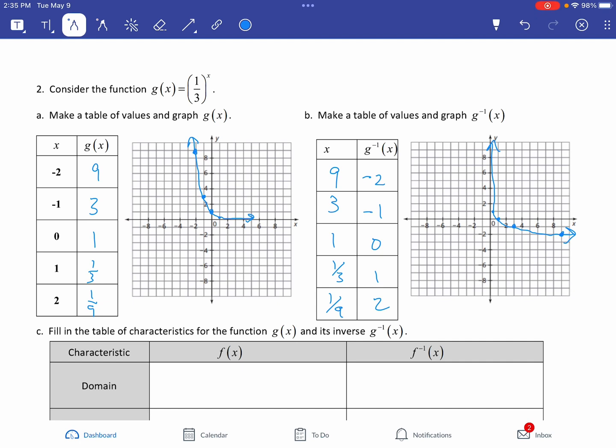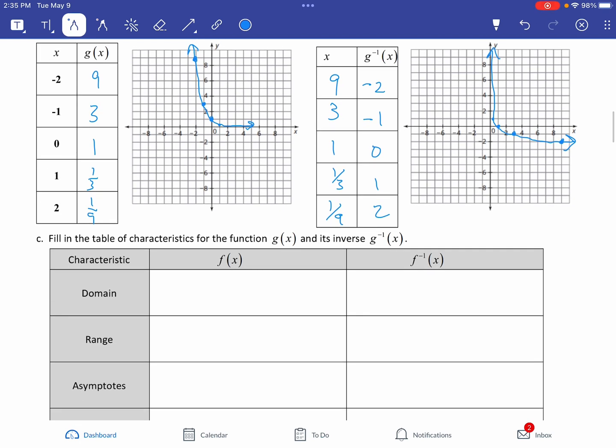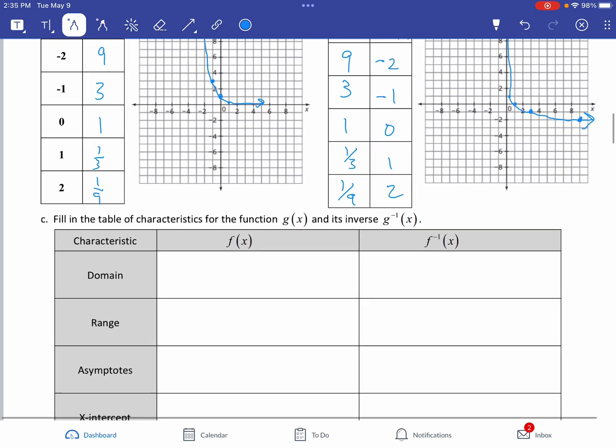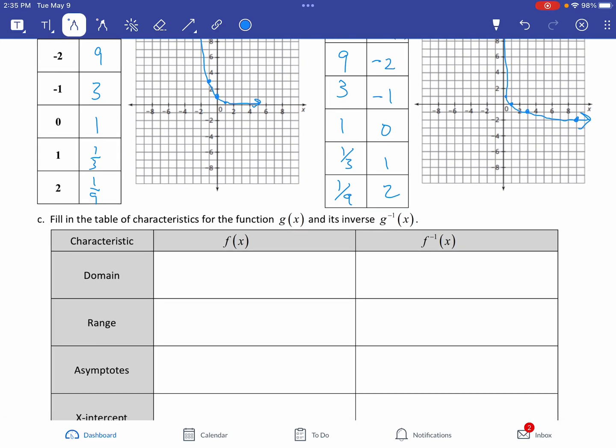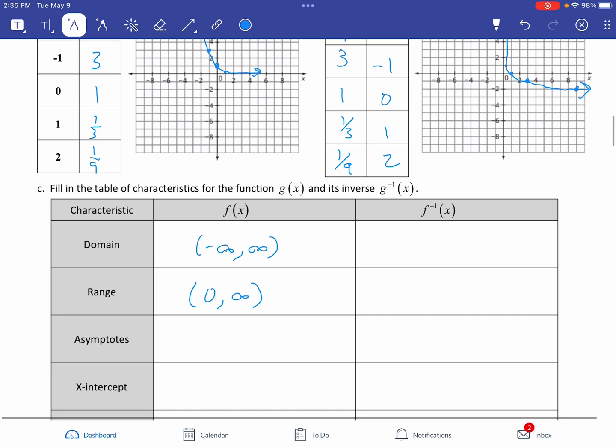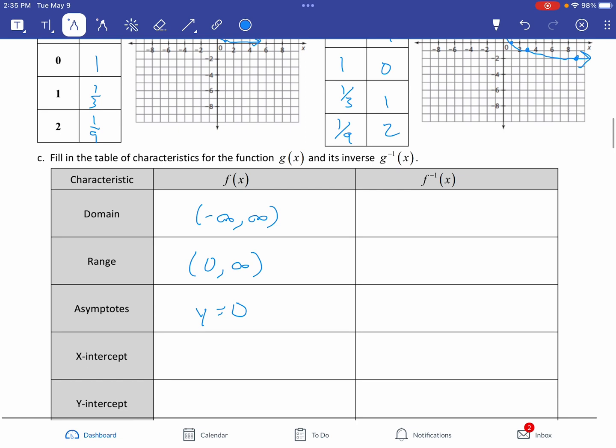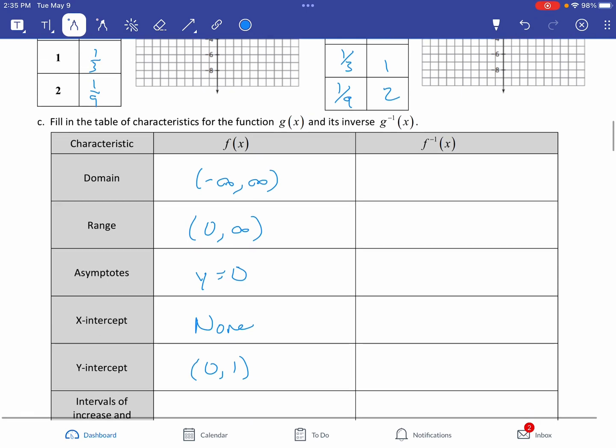That's its inverse. Okay, so again, we do the same thing. We're going to find the characteristics of the first graph and then find all the characteristics of the second graph. So in this case, the domain, like the one above it, is negative infinity to positive infinity. The range, again, is going to be 0 to infinity, the y values that exist. The asymptote is still the x-axis, so it's y is equal to 0. Still does not have any x-intercepts. Does have a y-intercept of (0, 1). It's labeled in your table of values.